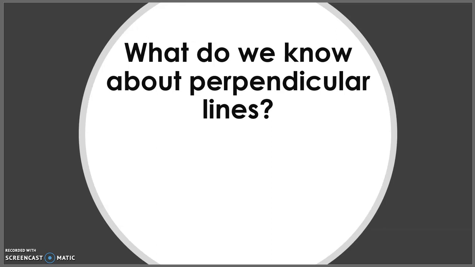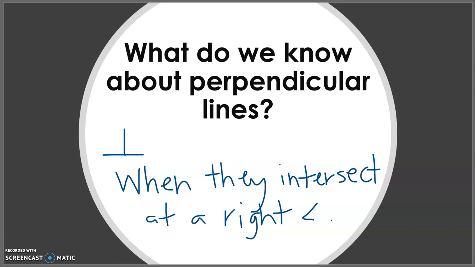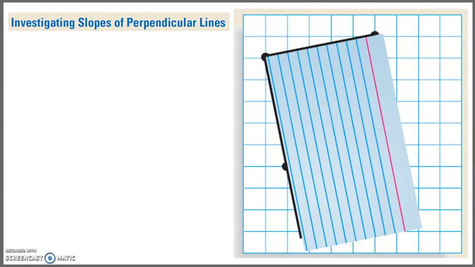So, what do we know about perpendicular lines? Well, first of all, you guys need to know the symbol for perpendicular. It's an upside down capital T. We know that lines are perpendicular when they intersect at a right angle. So what we're going to do is investigate the slopes of perpendicular lines.